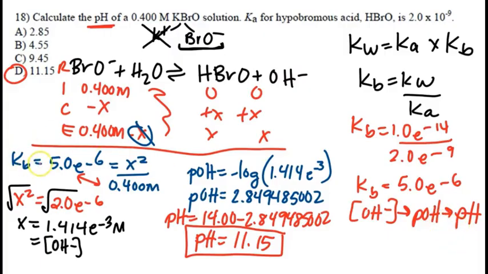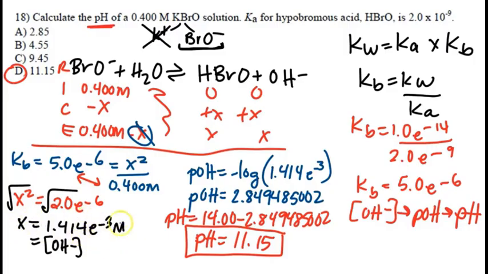So I'm going to take my Kb value, which is equal to 5.0 times 10 to the negative 6, and then I'm going to set that equal to my products. When I multiply my products together, that's X squared divided by my reactant, which is 0.400 molar. I have to cross multiply my Kb value with 0.400 molar, and I get 2.0 times 10 to the negative 6. Now, of course, I still have to deal with the X squared, so I need to take the square root of both sides. That's going to leave me with X equaling 1.414 times 10 to the negative 3 molar.